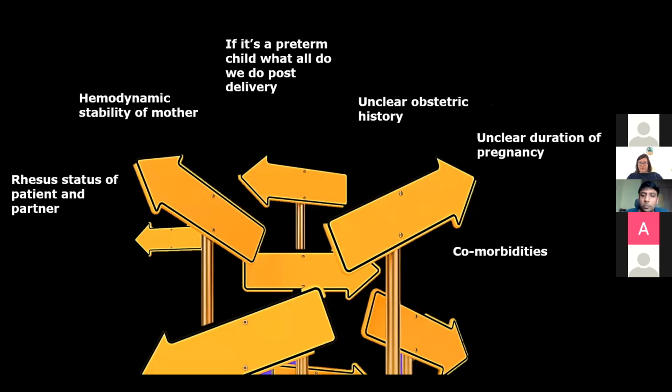The few things that stood out on the history was there was no clear obstetric history. We are not sure how long the pregnancy was. Is it full term, preterm, post-term, nothing at all. We have no idea what the comorbidities of the patient were, and how stable the hemodynamics of the mother was. We saw her bleeding, so we are not sure how stable she is and what the resus status of the mother is. Also, if it's a newborn, whether it's a preterm or a full term, if it's a preterm, how should we manage it, which we didn't have any idea at that point in time.